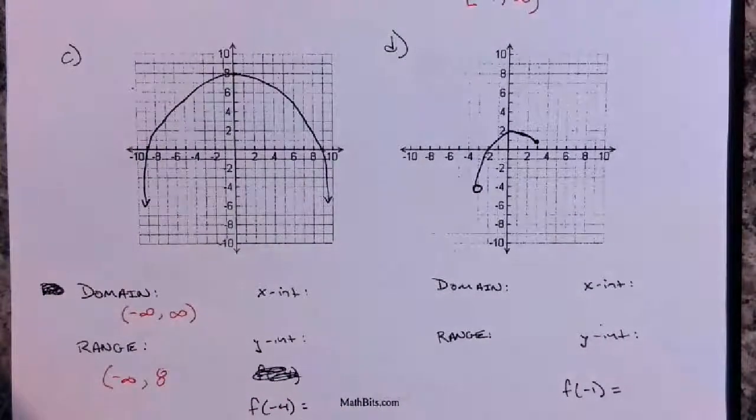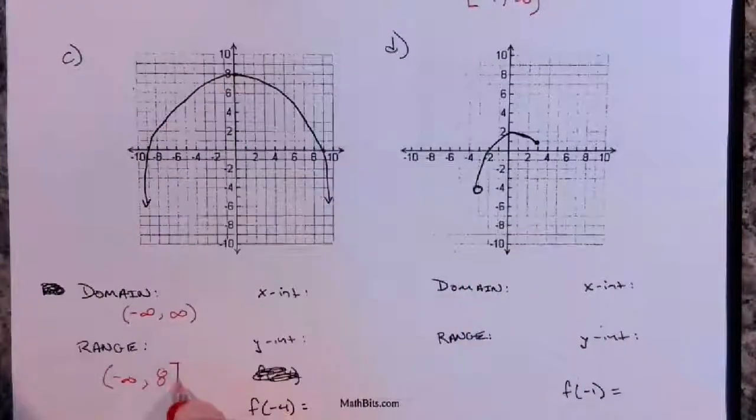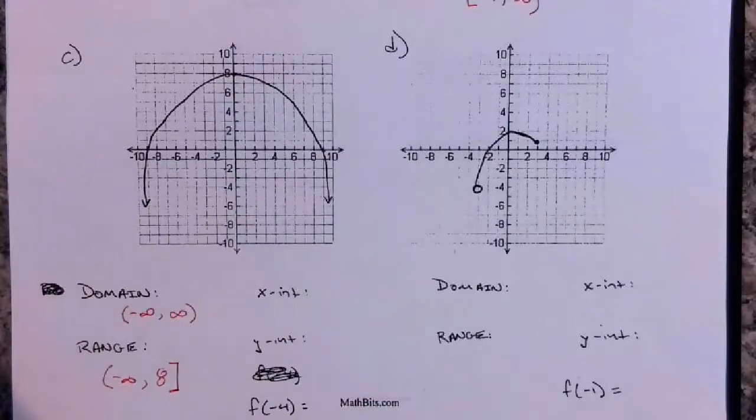And do we include 8? Well, the line goes through it, which means we do, so you need a bracket there. If it had an open circle, then you wouldn't include it, and you'd put a parenthesis. But since the line goes right through it, we know we're including that point.